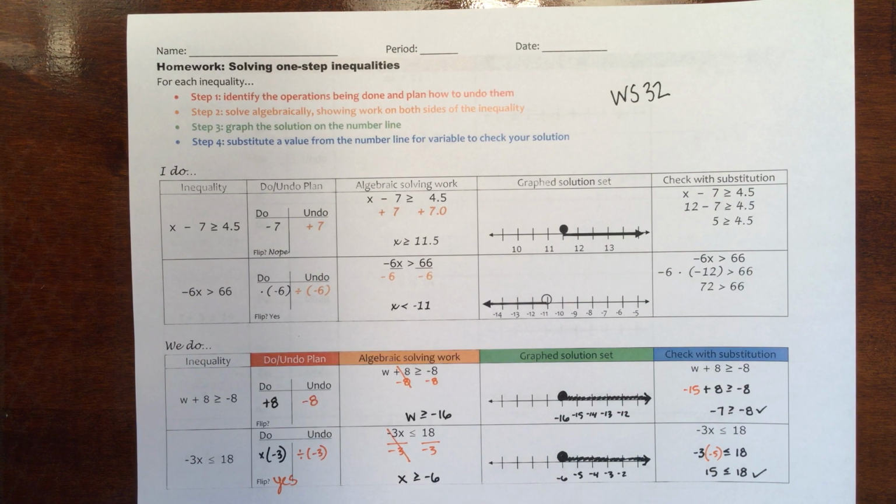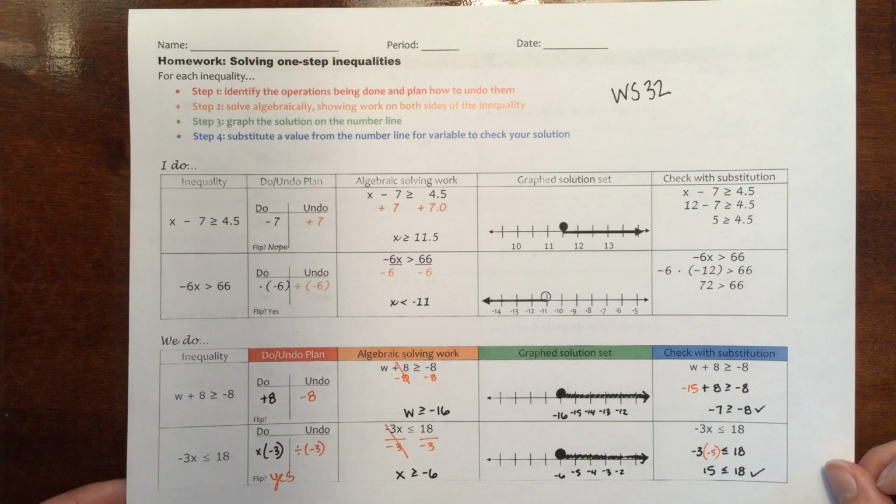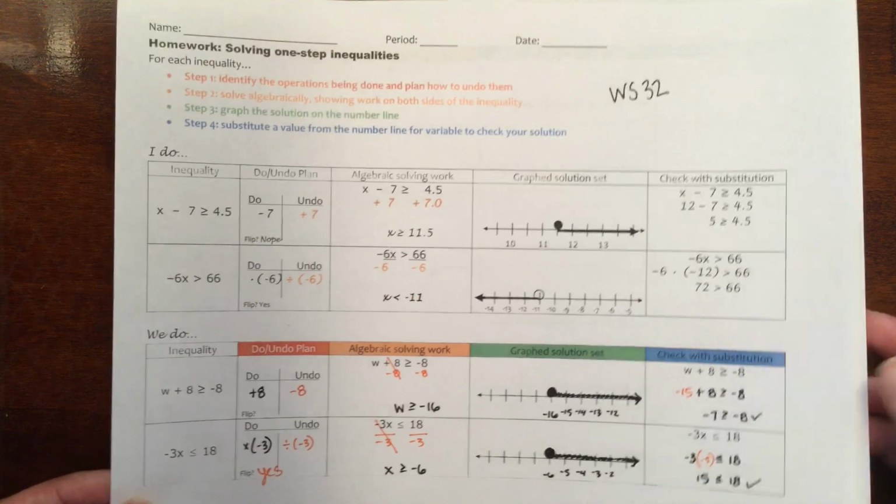The purpose of this video is to check over worksheet 32, solving one-step inequalities. There's nothing to check on page 1, which would be the front side, because I did 2 and then we did 2 together through the Edpuzzle video, and the other ones that you were taking care of on your own are on the second page.